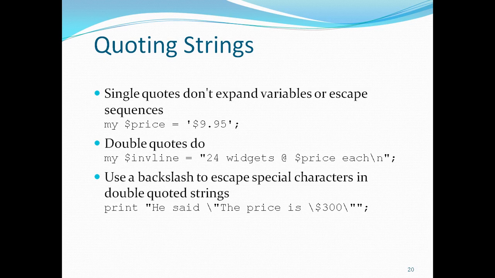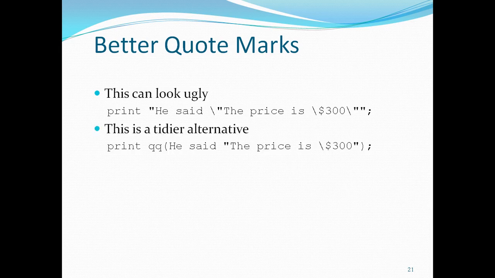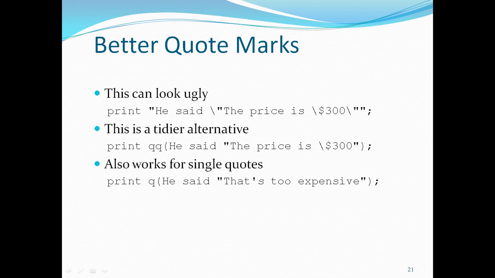Okay, so in this way we can use quoting strings. Better quote marks: this can look ugly, so he said the price is this, so this is a tidier alternative. If you look at this, it looks like double quotes and it will be confusing, right? So we have another alternative, that is quoting. If you wanted to write double quotes, you use the function qq and place the text in brackets and you can just print it directly. And if you wanted to use single quotes, you can use q. So that's the importance of quotes. I hope you have understood what is meant by scalar variables.